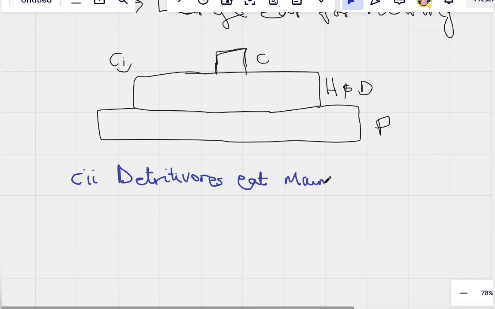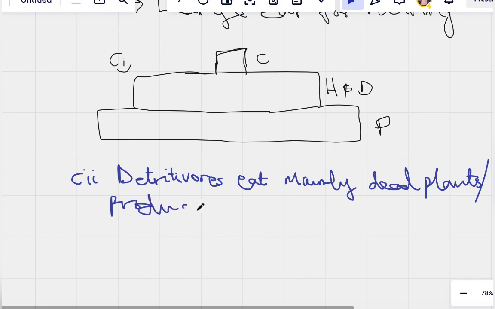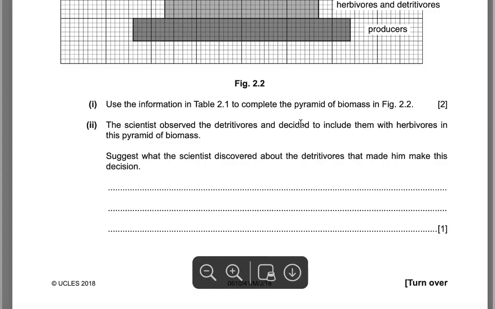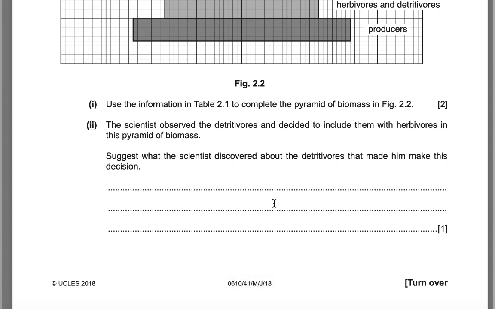Mainly dead plants. You can say dead plants or producers, as the organisms that they were referring to. So this could be one of the reasons. Depends on the number of marks. If the mark is 1, this point is enough. But if the mark is 2, we have to give another reason. It says suggest, 1 mark. So I think this point is valid enough.